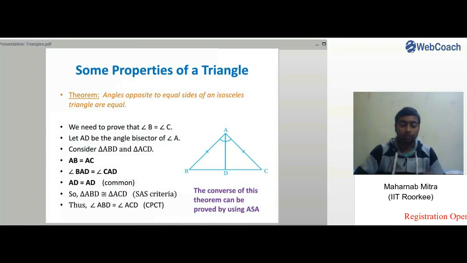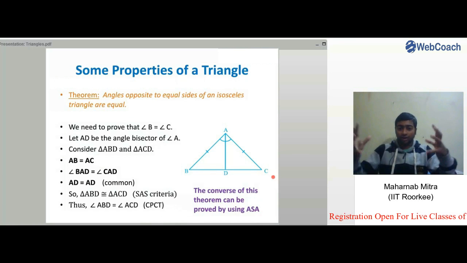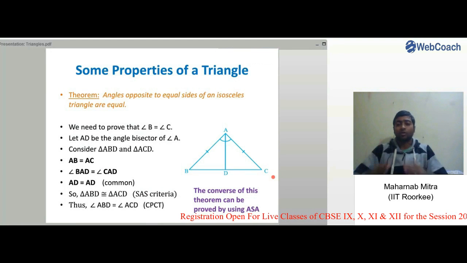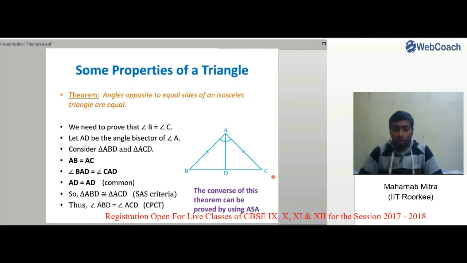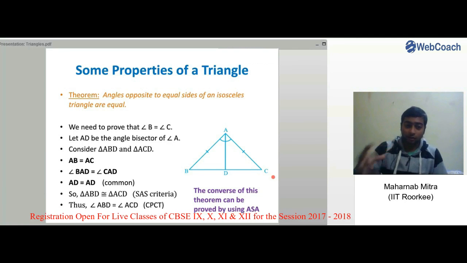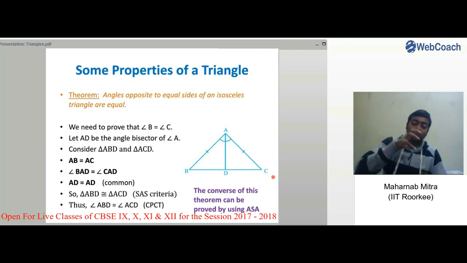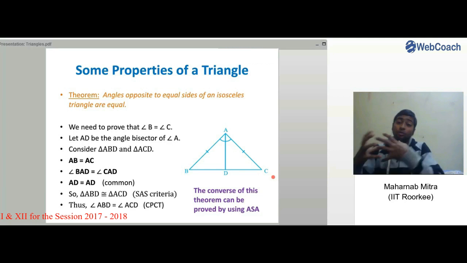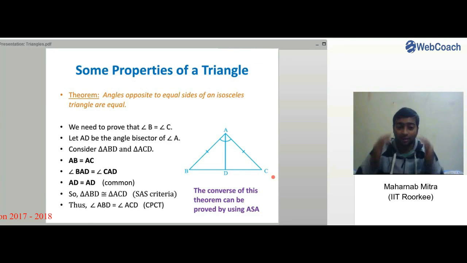And you can also prove the converse of this theorem. If you are told that for a triangle the base angles are equal, then the corresponding sides will also be equal. If the angles are equal, the sides opposite to the equal angles must be equal. And this theorem can be proved by the other rule, which is the ASA criterion, right?